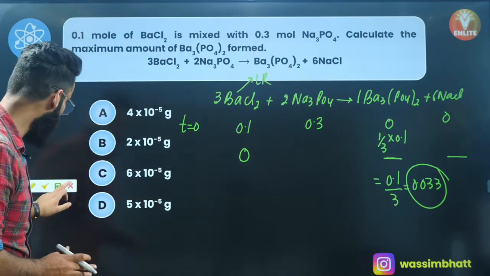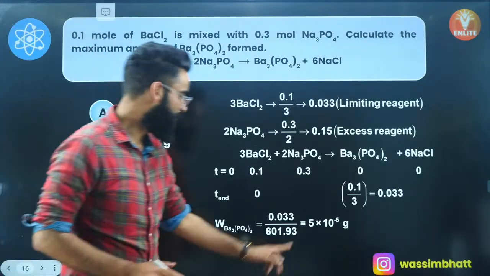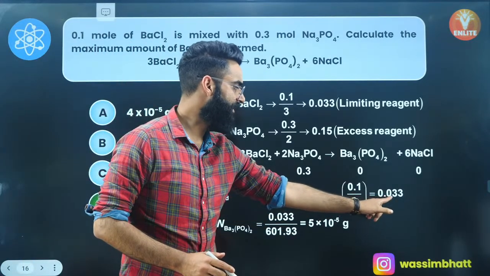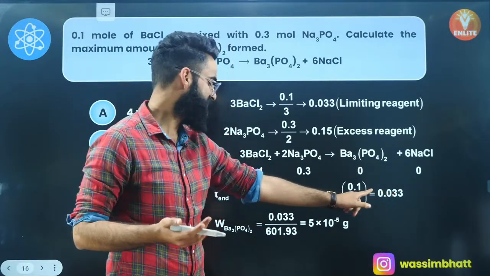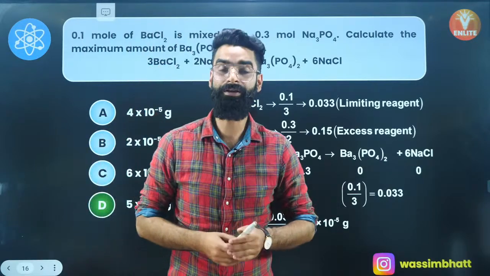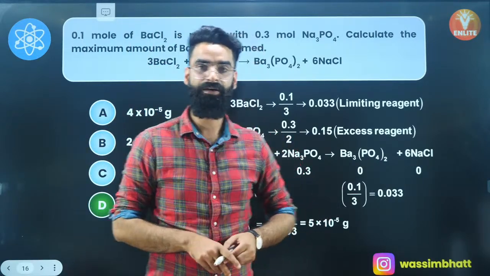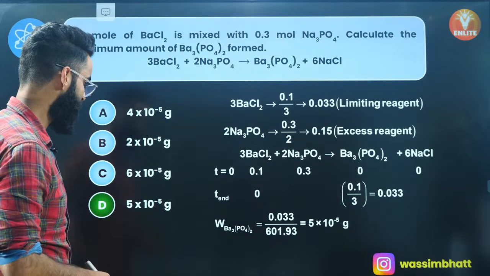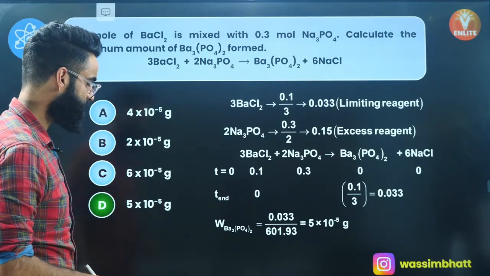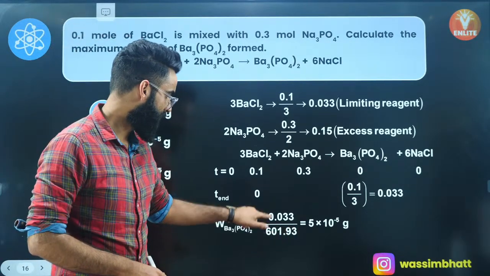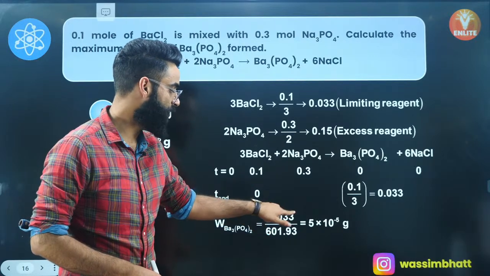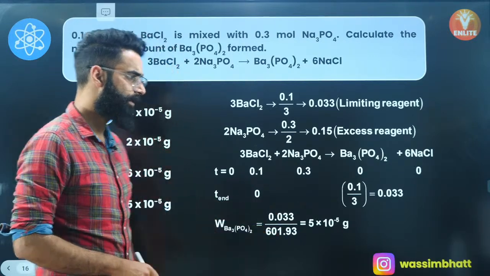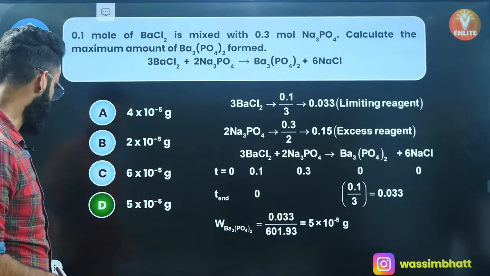Let me show you the final answer, my dear people. Have a look. Moles 0.033 multiplied by molar mass of the substance. Molar mass of the substance is around 601. Then you'll be getting the mass of the Ba3(PO4)2 which gets formed at the end of the reaction, right? I'm sure it's clear to everyone. Guys, there's a mistake over here. You need to multiply 601 with 0.033, right? Okay? You need to multiply it.